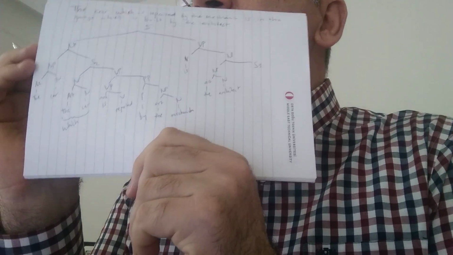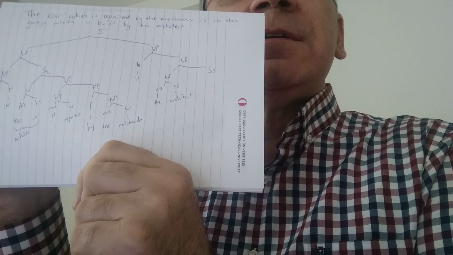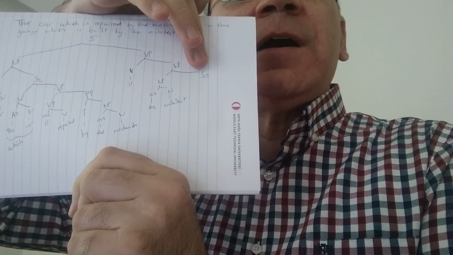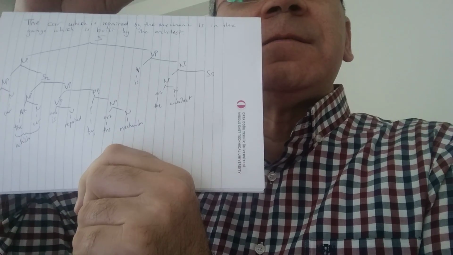In the noun phrase, we have an article, which is the. We have a noun, which is architect. Okay, the architect. And in sentence 3, what are we going to do in sentence 3? In sentence 3, we have to analyze the architect. Sorry, the garage. I'm sorry. It's going to be the garage, not the architect.